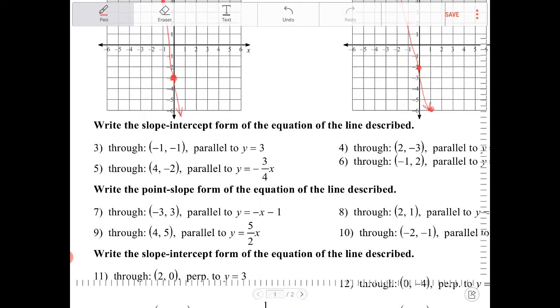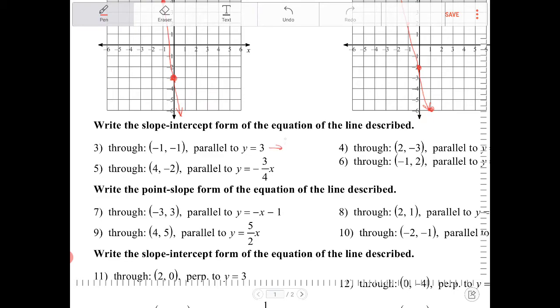All right, number 3. So I want to write the equation of a line passing through negative 1 comma negative 1 while parallel to y equals 3. Now bear in mind here, a line that is y equals a constant simply means a line that is horizontal. So a line that is parallel to a horizontal line will also have a slope of 0.